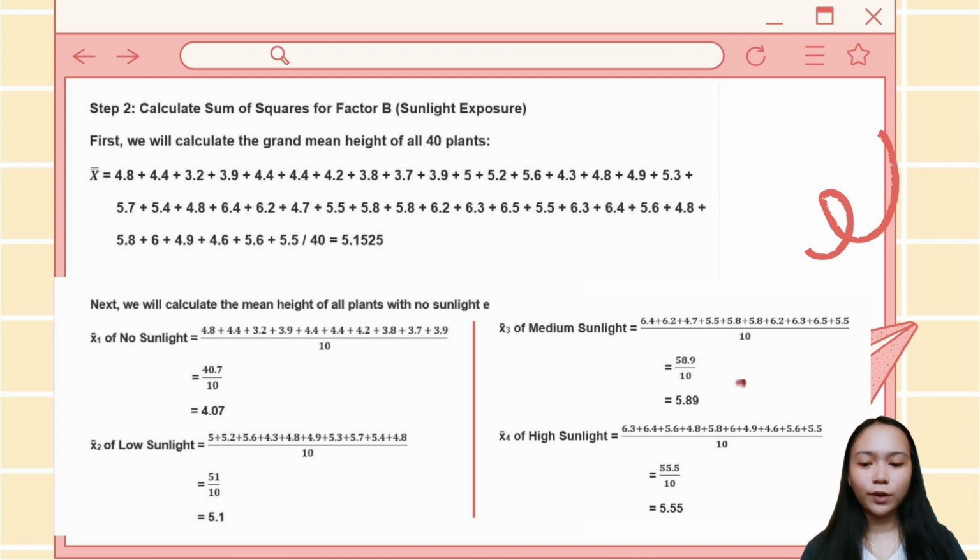Next, we will solve for the low sunlight. Add it all and the answer will be 51 divided by 10 is equal to 5.1. Next, we will solve the mean of medium sunlight. Add it all and the total will be 58.9 divided by 10, it will be 5.89. Next, and lastly, the mean of high sunlight. Add it all and the total will be 55.5 divided by 10 is equal to 5.55.